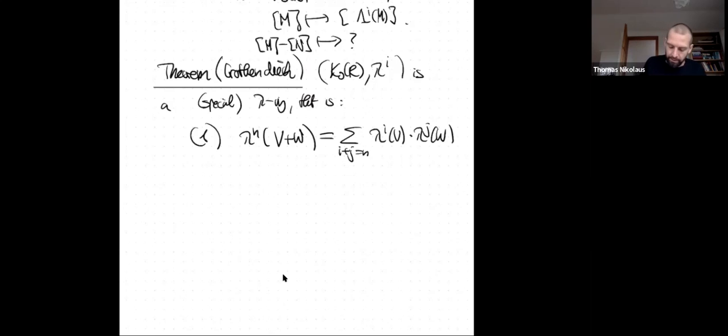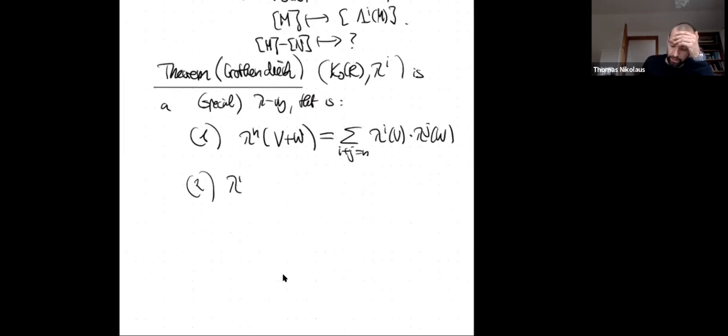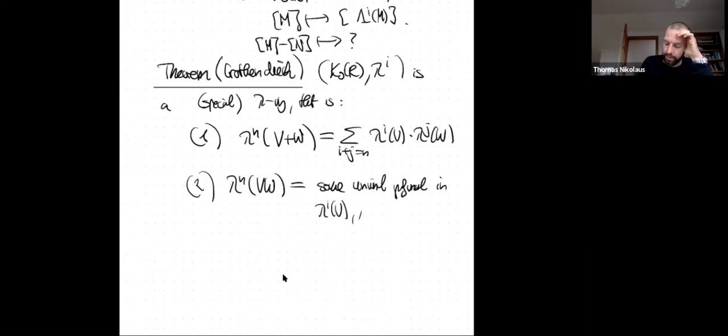But a lambda ring, and that's what makes it special, has way more equations. And the second equation is I want to have an equation for v times w. The equation of a lambda ring is that there is some universal formula or polynomial in lambda i v and lambda j w for i, j less than or equal to n.